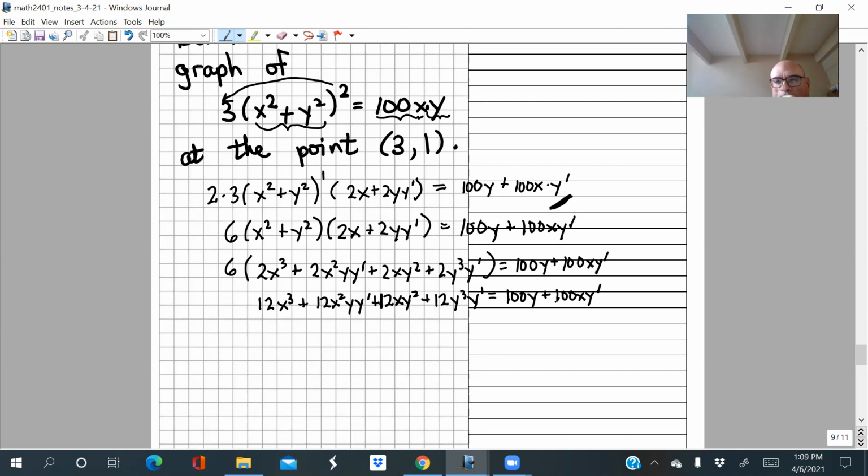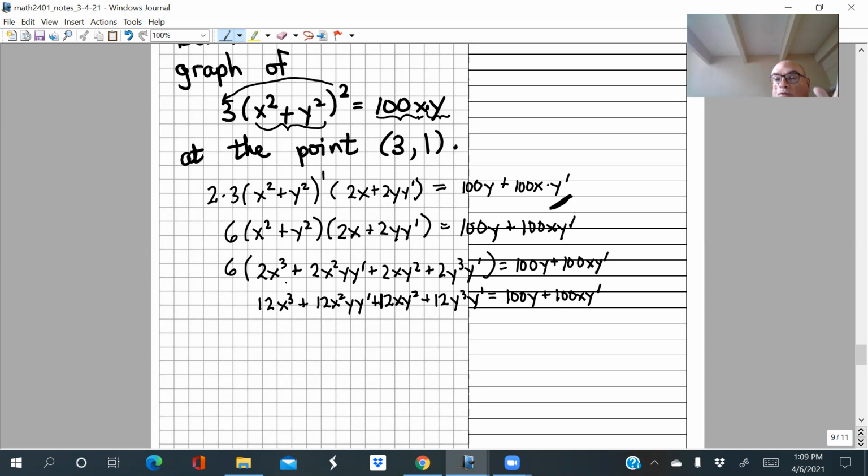Wait, I'm not sure I understand what you're saying. You can do what? So, okay, for the first term, you could subtract 12x to the power of 3, bring it to the other side. You're going to bring it to the other side? Oh, I was thinking I was going to bring all the y prime to the left and all the x to the right. And that's then what I wanted you to say. Yeah, right. Okay, that's correct, right?